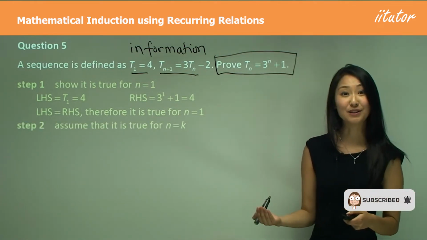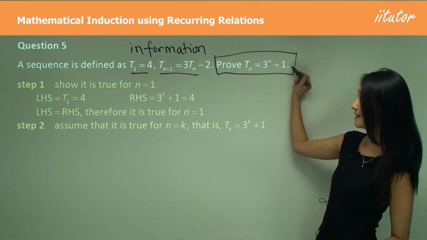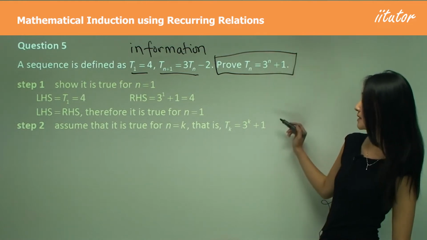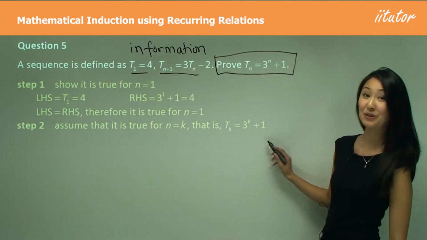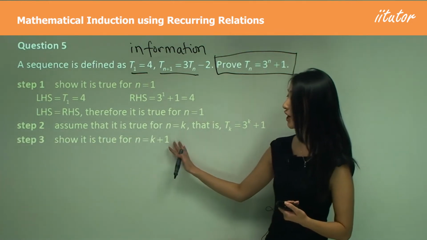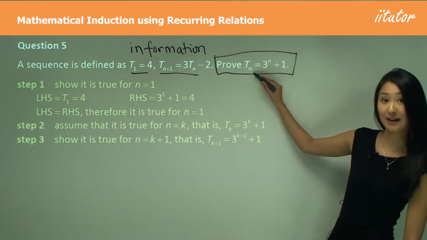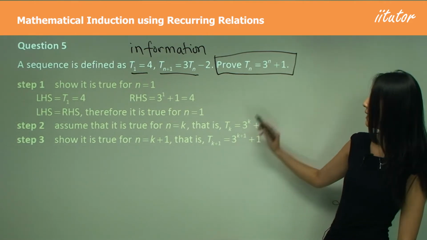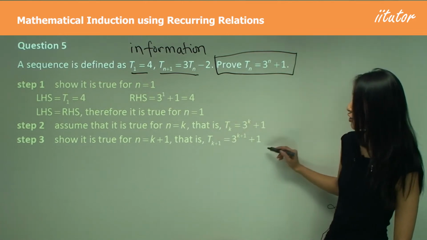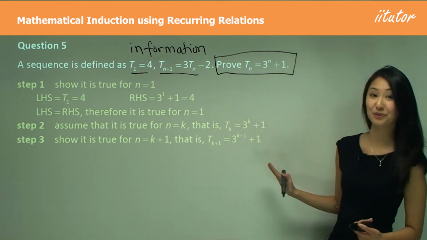So let's move on to step 2, which is assuming it's true for n equals k. So using this here, we're assuming that tk is equal to 3^k plus 1, that this does indeed equal that. We're making that assumption. Finally, in step 3, we want to show it's true for n equals k plus 1. So substituting k plus 1 into n, we have t(k+1) equals 3^(k+1) plus 1. So we want to show it's true for this, which means we want to show that the left-hand side equals the right-hand side.